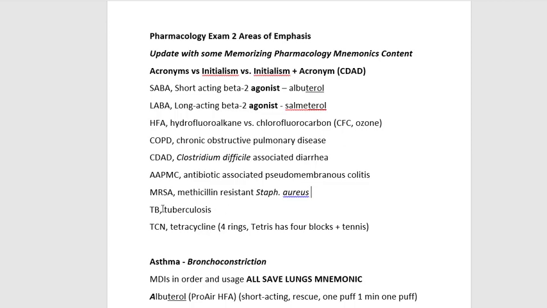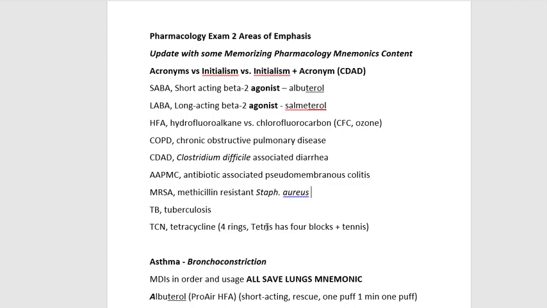Tuberculosis, TB, just taking the first and the third letter from that condition. And then TCN from tetracycline, taking the first, the sixth, and the penultimate or second to last letter, T, C, and N. And tetra means 4, cycline means ring. So it's really 4 rings in organic chemistry. And I don't know if you remember the game Tetris, but Tetris had 4 blocks.